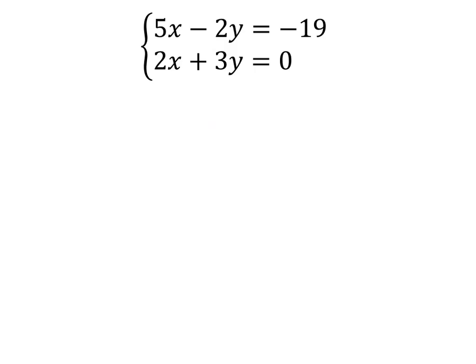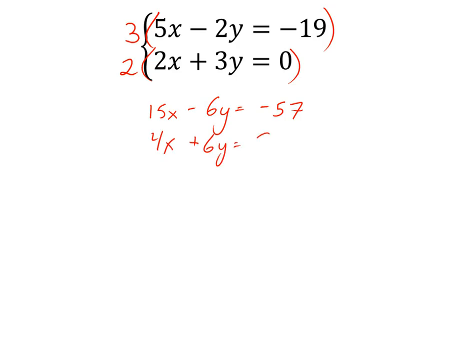Alright, so now let's say we run into this, which is a little bit more difficult. It's not as straightforward, I should say. And as you see here, there's not a single number I can multiply either the top or bottom by to eliminate either the x's or the y's. And so what I'll do is I'll multiply both the first one and the second one by a number. I'm going to multiply the top one by 3 and the bottom one by 2. Now when I distribute it, I get 15x minus 6y is equal to -57. And then the second one, I get 4x plus 6y is equal to 0.